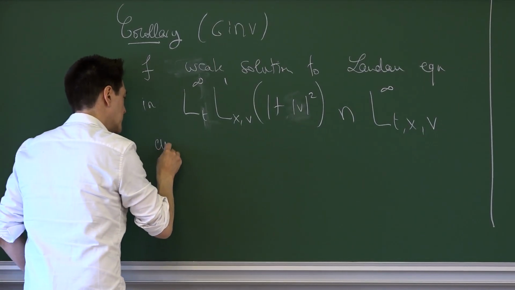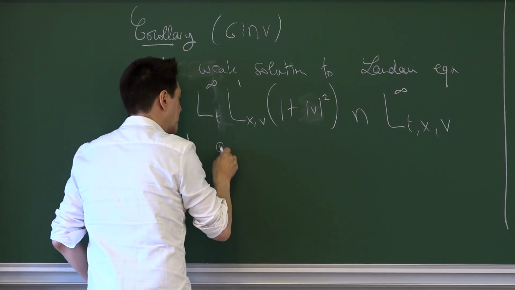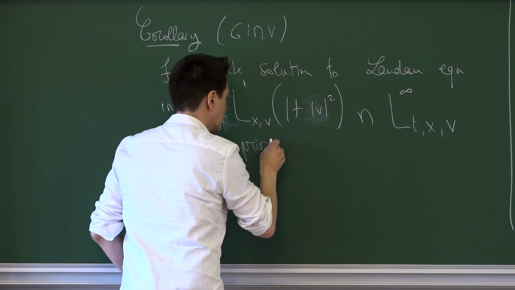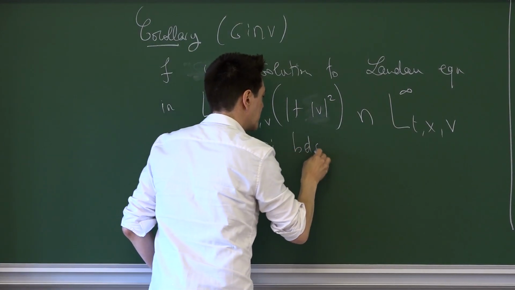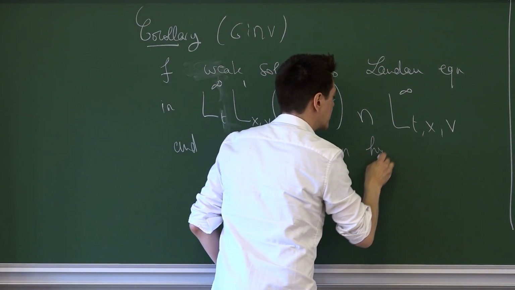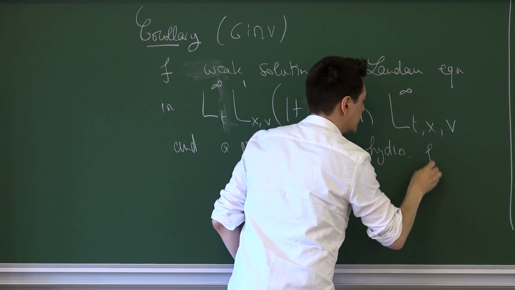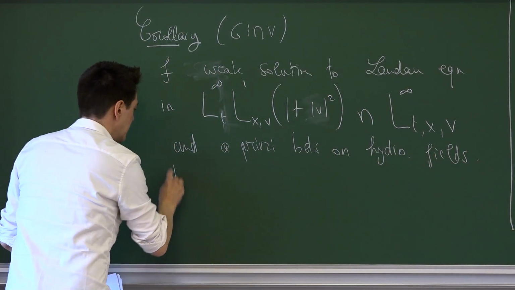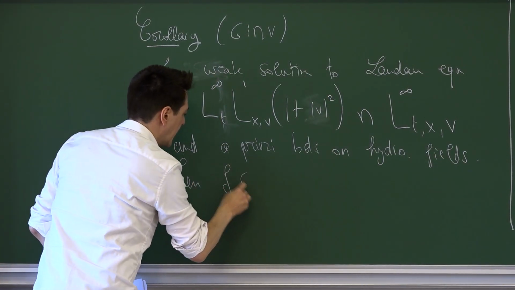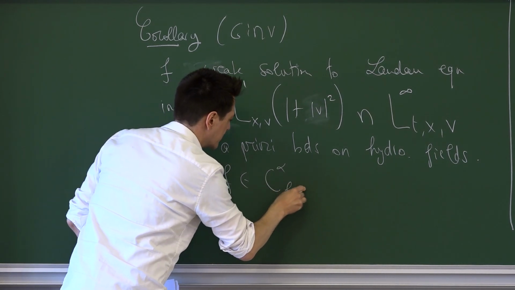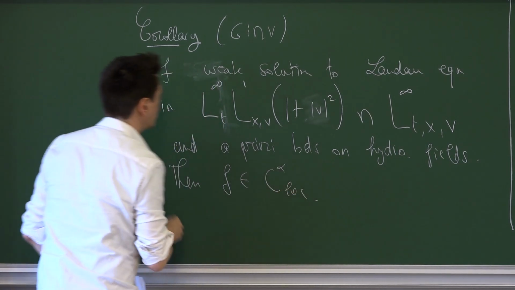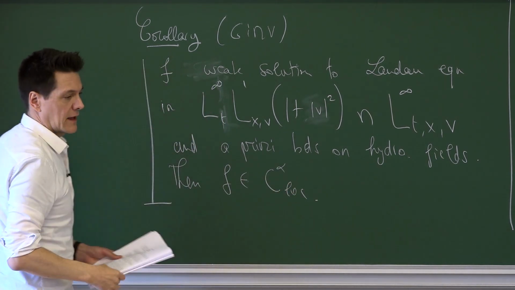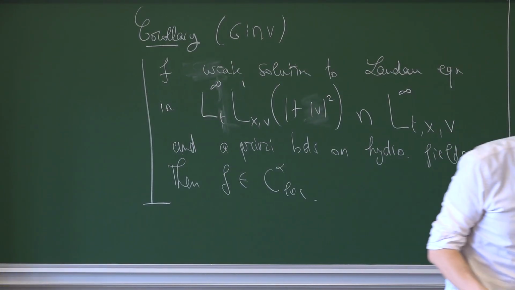And a priori bounds on all the hydro fields. You remember the averages in velocity. Then F is Hölder continuous. Again, I'm not being too precise here, but so this was a step.